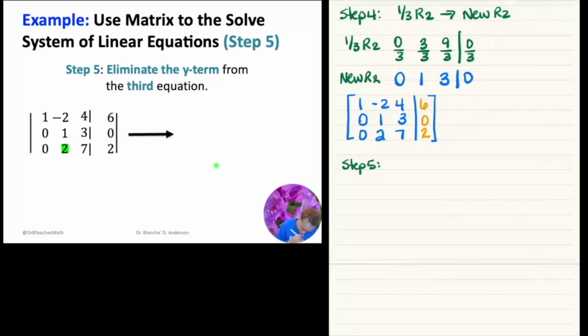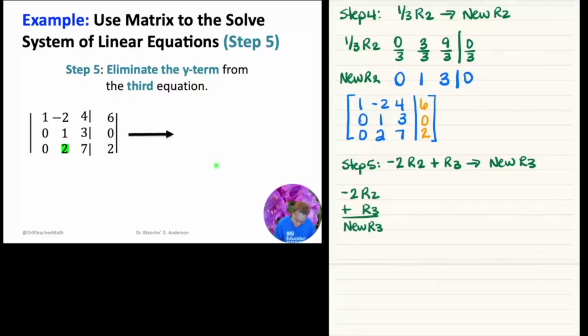So it looks like we can take -2 times row 2, and we could add it to row 3 to get our new row 3. Because then this will still be 0, which is what we want. This will turn into 0, which is what we want, and then we should have that left. So let's do that. So -2 times row 2 plus row 3 to get my new row 3.